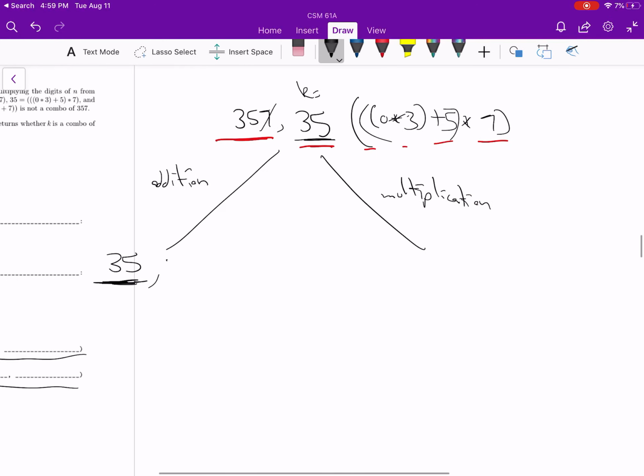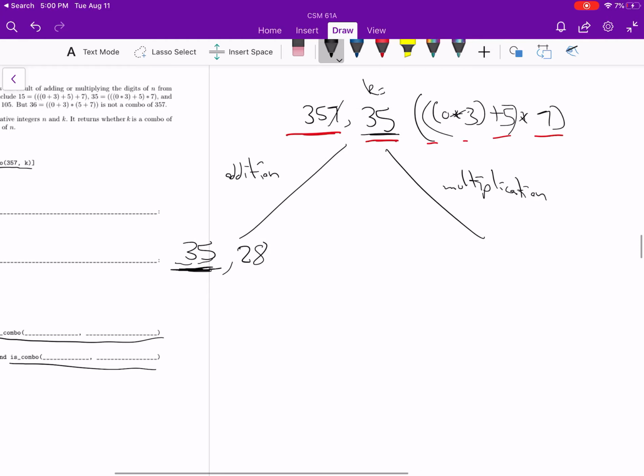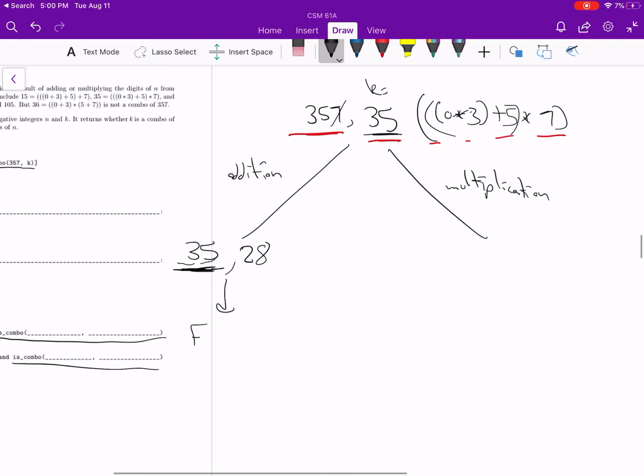Well, the opposite of addition, that's just subtraction. So if the last operation that was done was that a 7 was added, then we can just subtract the 7 to get 28 and see if the rest of that 28 can be formed using the numbers 3 and 5. And this is actually not possible, so this will end up eventually returning false.